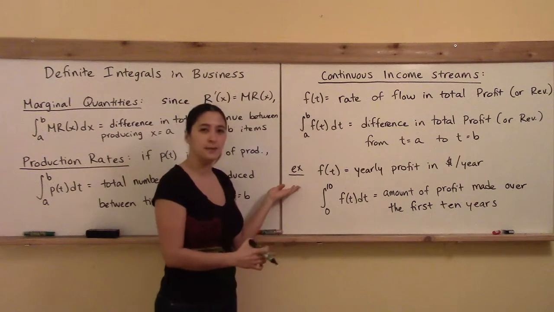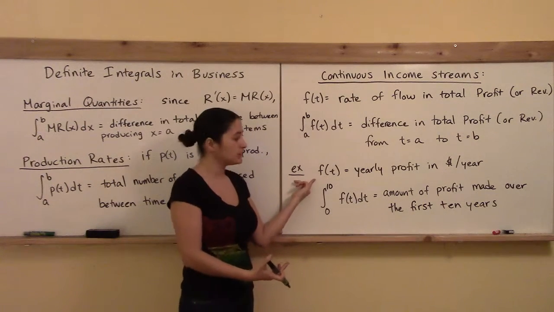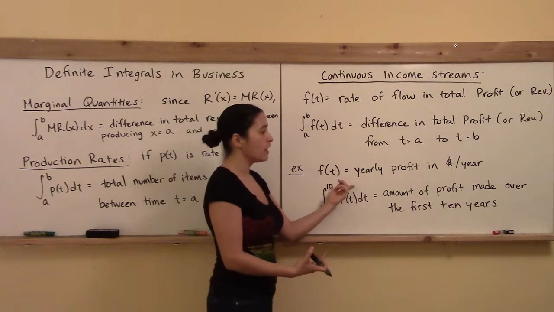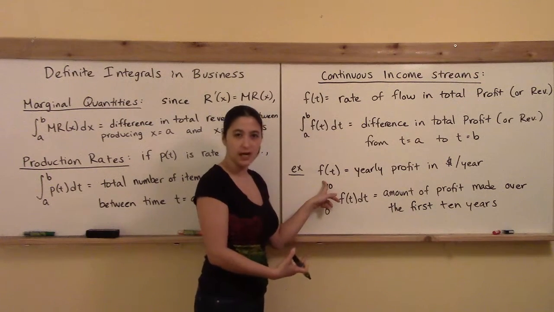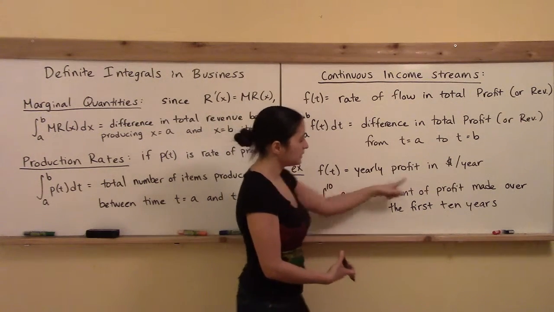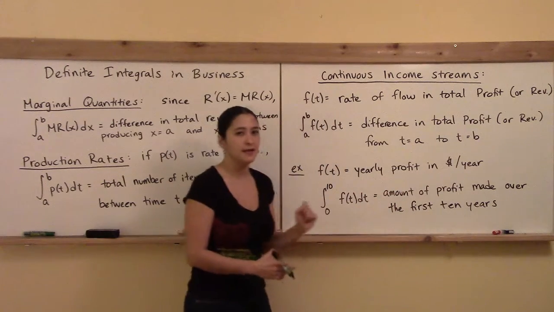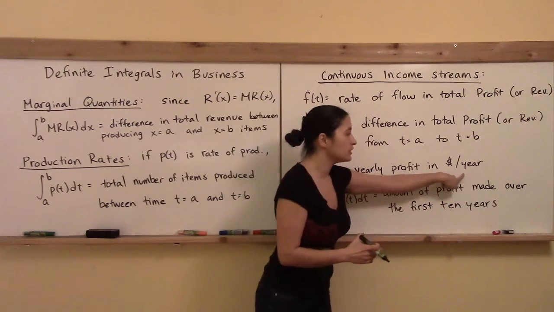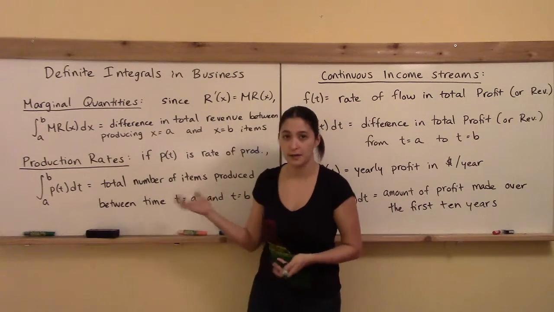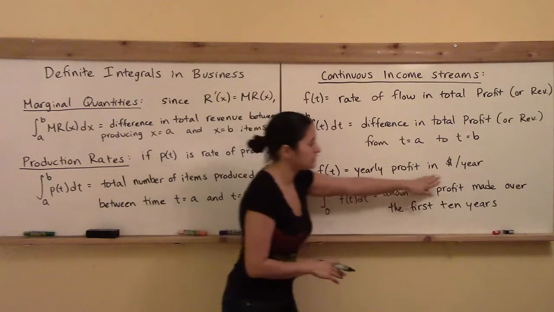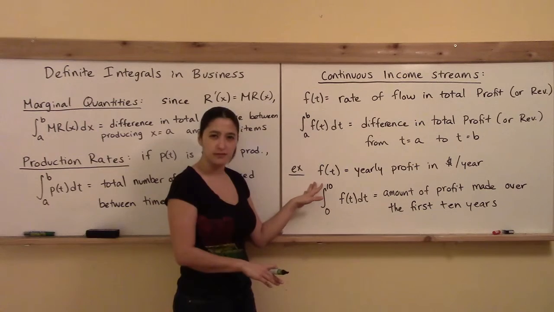Alright, so for example, let's say that I've defined f of t as my continuous income stream in yearly profit, and notice that the units on f of t is going to be a derivative type of unit, so f of t here is in dollars per year. That's kind of a giveaway when you see dollars per year, just like for marginal quantities, it's like dollars per item. When you see that the unit is in a fraction like that, it kind of tells you that this is the derivative of something.